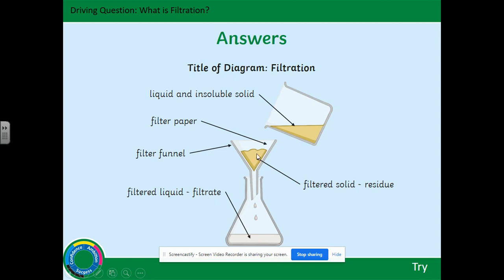Once the water has filtered through the filter paper, what we have remaining is the solid bit, which is insoluble, the bit which wasn't dissolved in the water. All right, and this is called the residue. Now you might need to take a minute or two, pause the video, try to memorize different parts of this diagram.